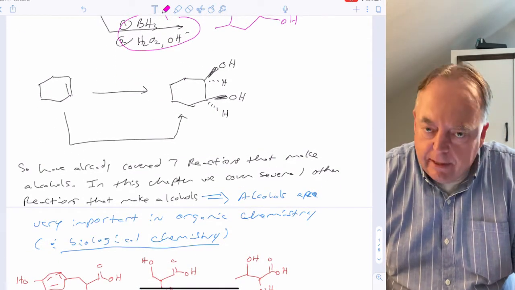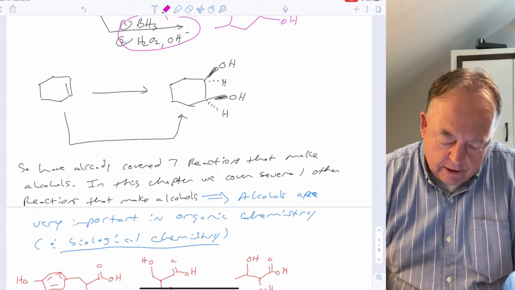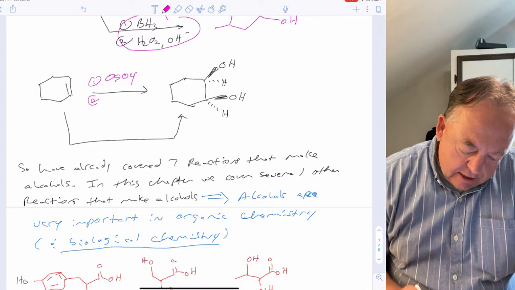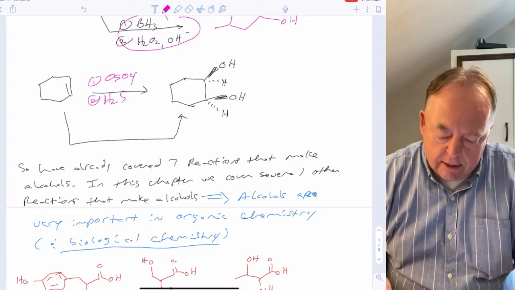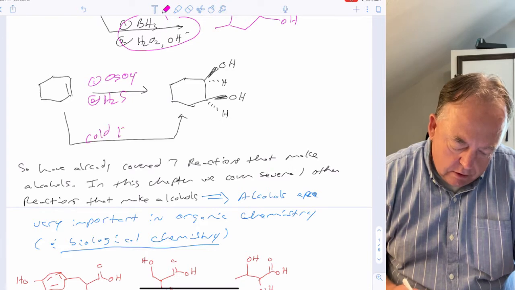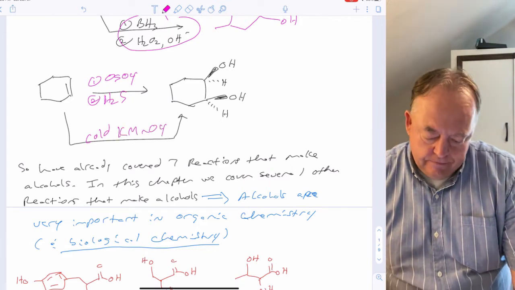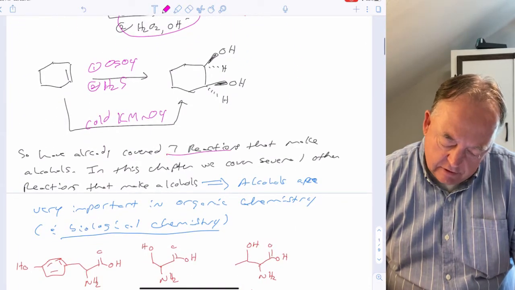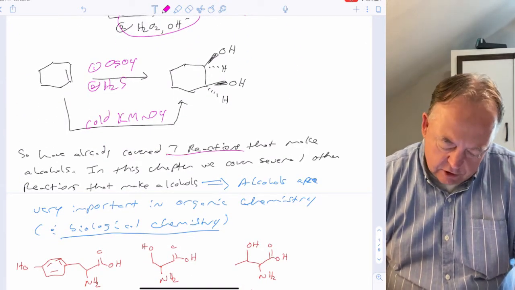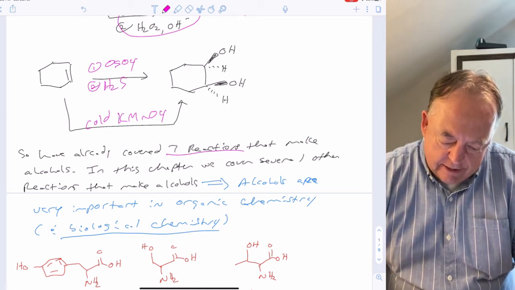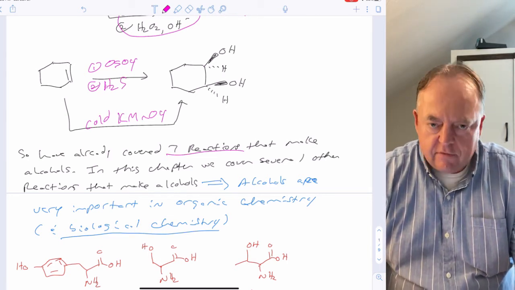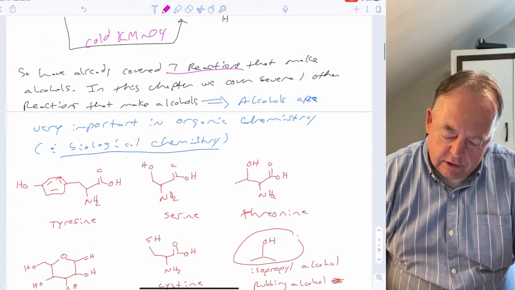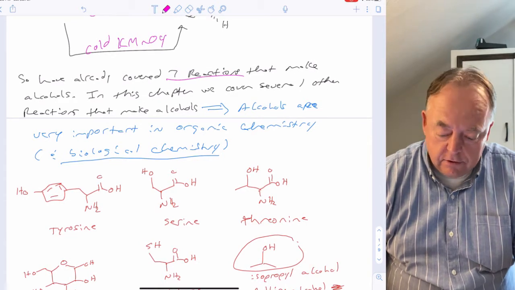And then we looked at how you can make diols from alkenes as well, right? If you remember the reagents there, osmium tetroxide followed by H2S would be one way, or you could use cold KMnO4. So that makes seven ways so far. You've seen seven ways to make alcohols so far, so this should give you some idea of the importance of alcohols. Alcohols are very important in organic chemistry. Organic chemists have lots of tools in their toolbox for how to make alcohols.